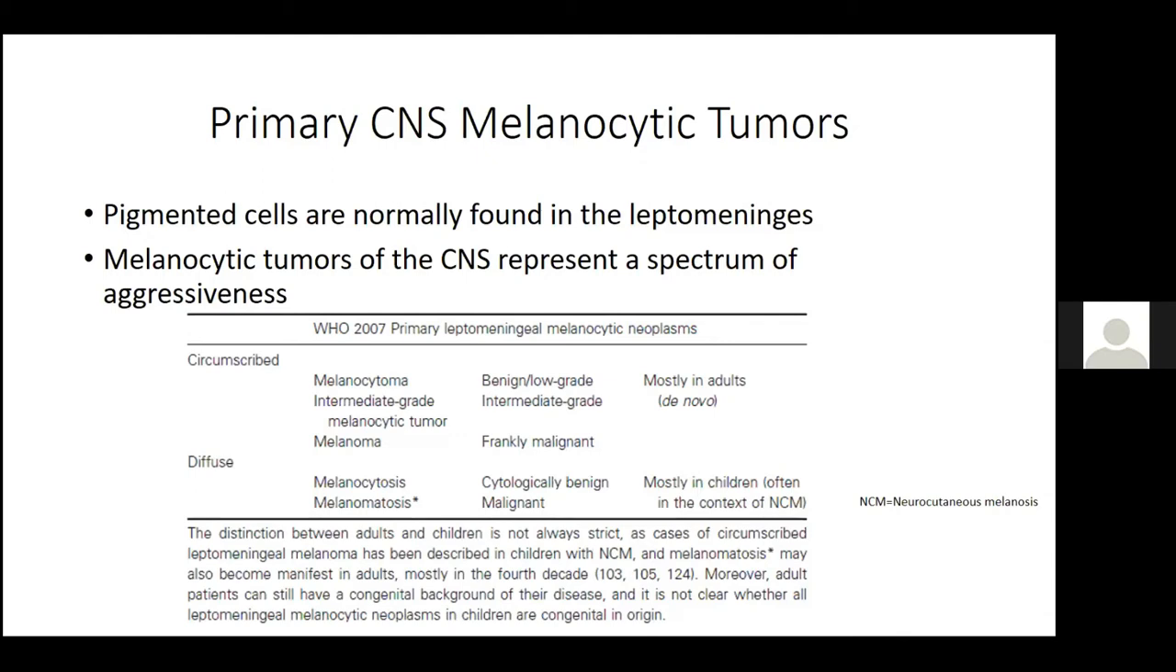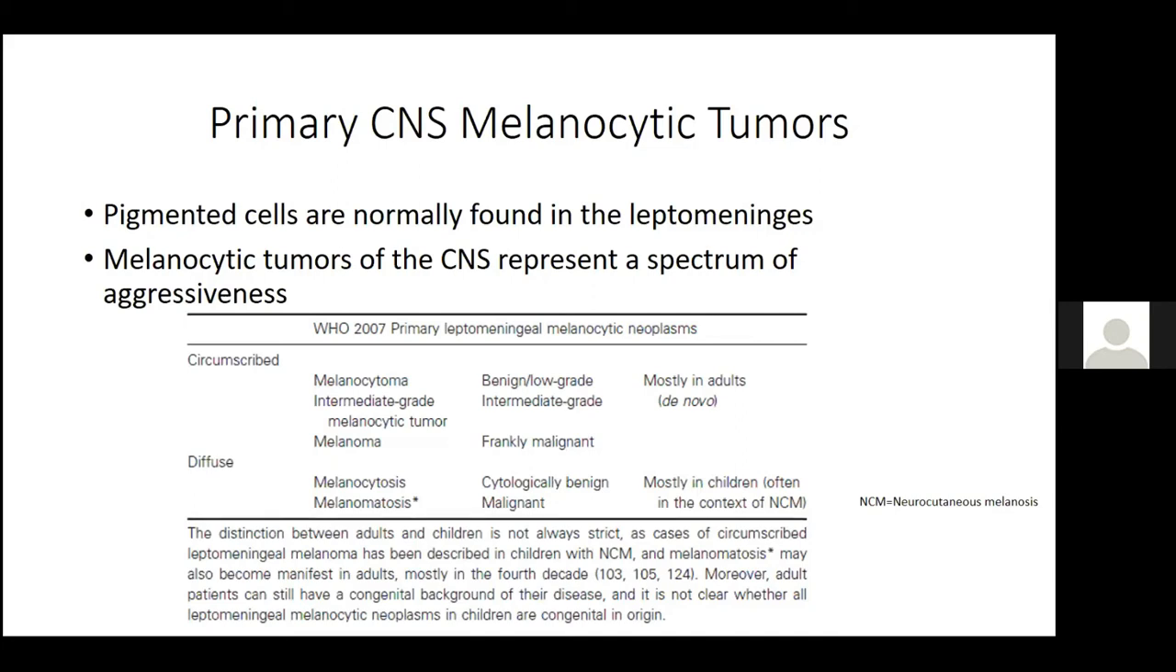Melanocytosis are cytologically benign proliferations of these melanocytes. They're benign, but they can still involve the Virchow-Robin spaces, and if they spread very, very far and start causing neurological deficits, they can actually have a poor prognosis, not necessarily from the aggressive activity of the cells, but just from the spread.